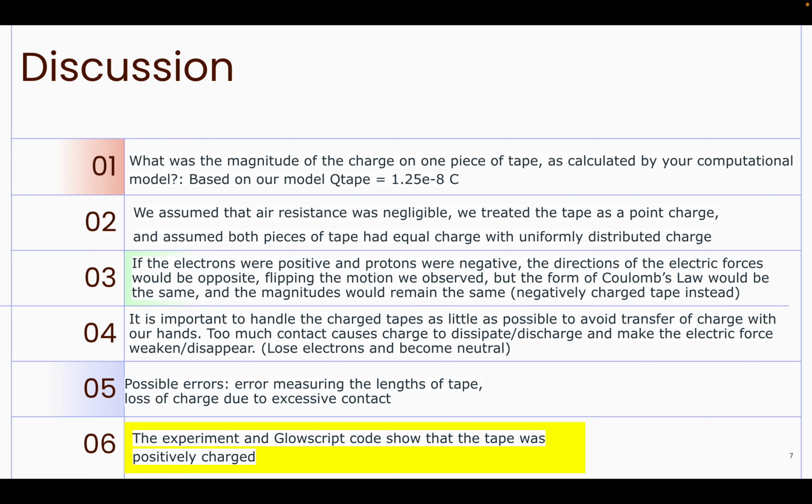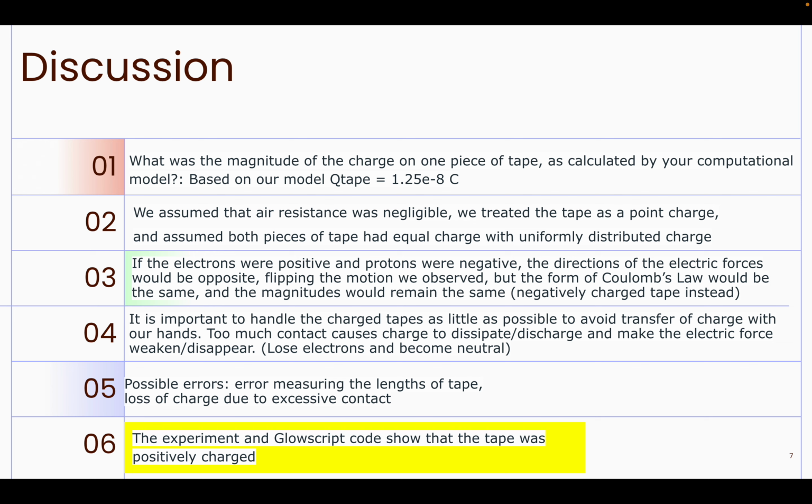If the electrons were positive and the protons were negative, like a flip scenario, it would be treated as negatively charged tape, and the directions of the electric forces would be opposite, flipping the motion that we observed, but they would still be attracted to each other, and Coulomb's law would be the same, the magnitudes would remain the same. The only thing is, it's just flipping the charges, which they're still attracted to each other.